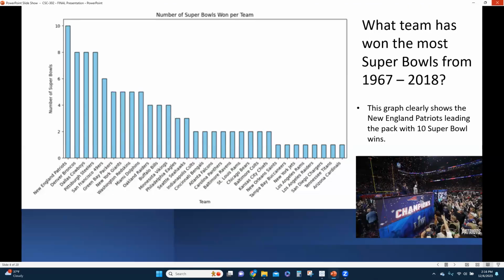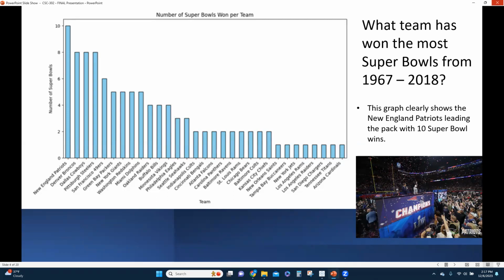Let's take a look at the first graph. The question that was asked was, what team has won the most Super Bowls from 1967 to 2018? This graph clearly shows the New England Patriots leading the pack with 10 Super Bowl wins. Looking at this graph, you can see there are several teams that have tied for the same number of wins. It's pretty easy to see that. Tied for second, the Denver Broncos, Dallas Cowboys, and Pittsburgh Steelers are all tied with 8.